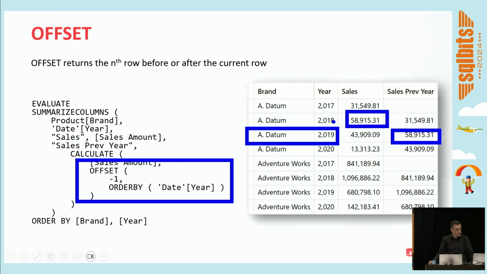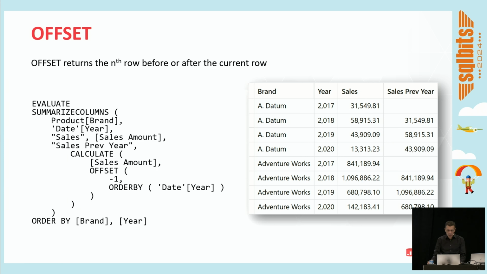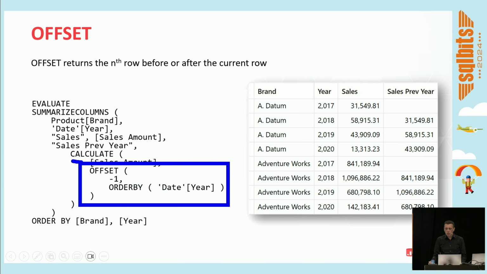But wait a minute. The measure we're computing, this CALCULATE, starts from a row context, but it goes to the filter context. And when this measure Sales Amount is evaluated, it is evaluated in a filter context. CALCULATE removed everything. So how can OFFSET evaluate the notion of current row? What is the current row we're mentioning? Is it the row context? Is it the filter context?